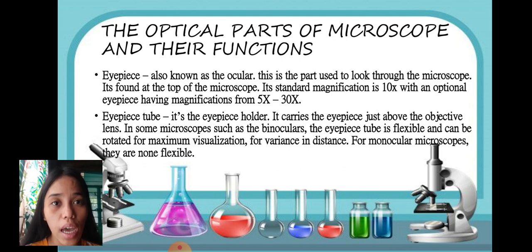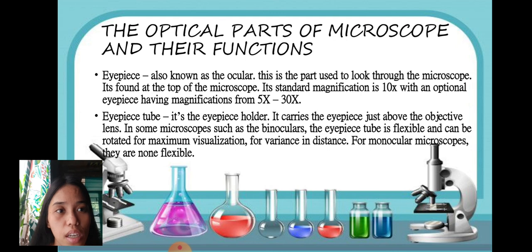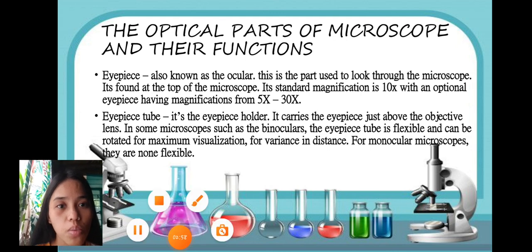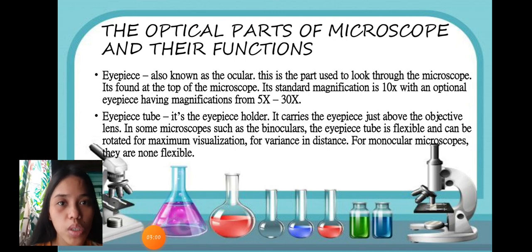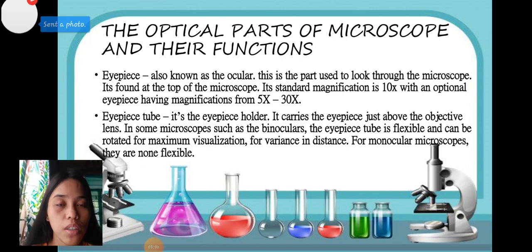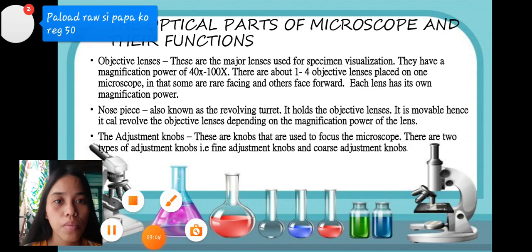Second is the eyepiece tube. The eyepiece tube is the eyepiece holder. It carries the eyepiece just above the objective lens. In some microscopes, such as the binocular, the eyepiece tube is flexible and can be rotated for maximum visualization, for variance in distance. Monocular microscopes are non-flexible.